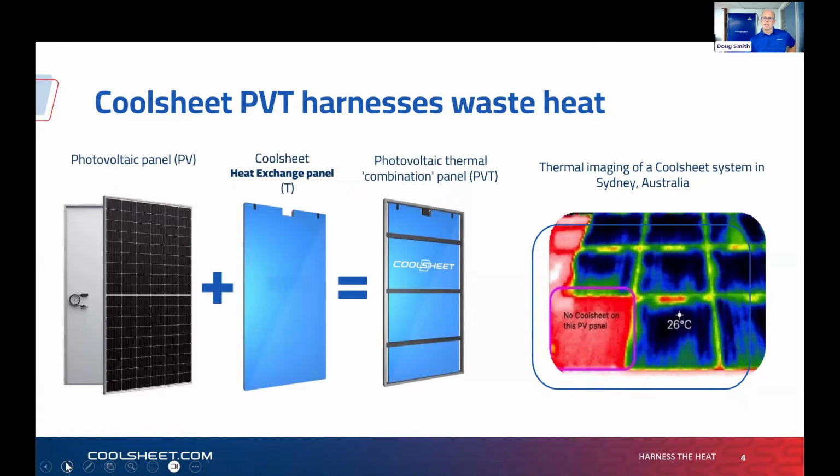So Coolsheet is a heat exchange panel. It's an aluminium heat exchange panel, and it sits on the back of a solar panel. It's using thermal conduction effectively to capture waste heat that builds up in the silicon and the glass and the metal of a solar panel. So quite simply, it gives you two outputs. Input to the hot water. Economics don't make sense yet unless you're needing some hot water. And then the cooling of the solar panel, which is an excellent byproduct.